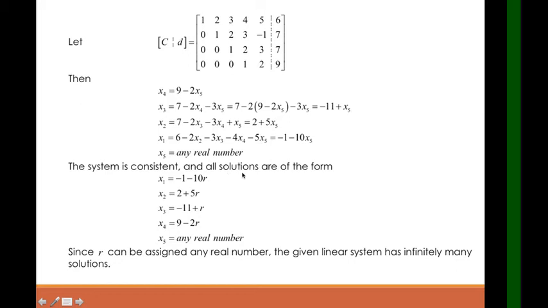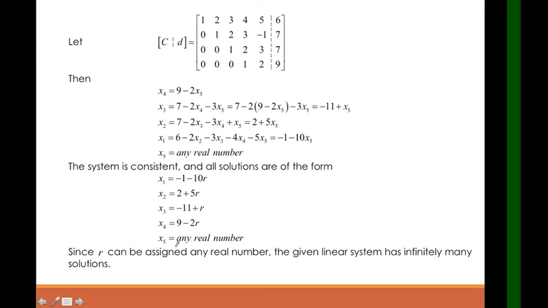And all solutions are in the form of x sub 1, ito yan. Sa x sub 1, ito siya, negative 1 minus 10 x sub 5. Let's suppose that r can be assigned any real number, kasi hindi natin alam what's the value of x sub 5. So, x sub 2 is 2 plus 5r. X sub 3, that's negative 11 plus r. And x sub 4, 9 minus 2r. And x sub 5 is any real number.